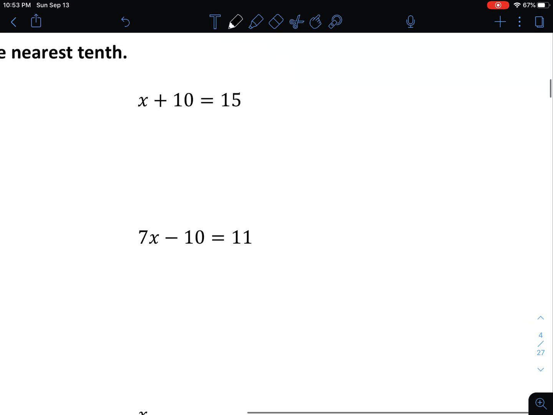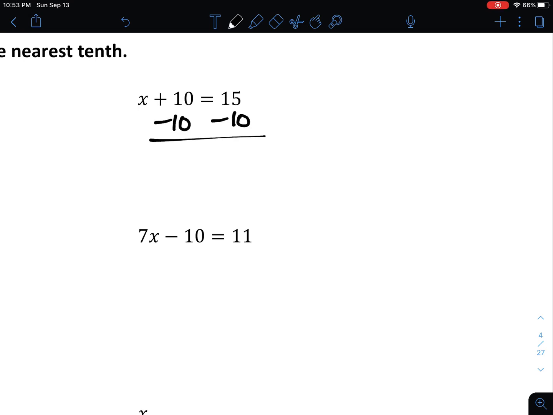Okay, let's take a look at a couple more. So we've got x plus 10 equals 15. Opposite of adding 10 on each side would be to subtract 10. When you do that, you get x by itself is equal to 5.